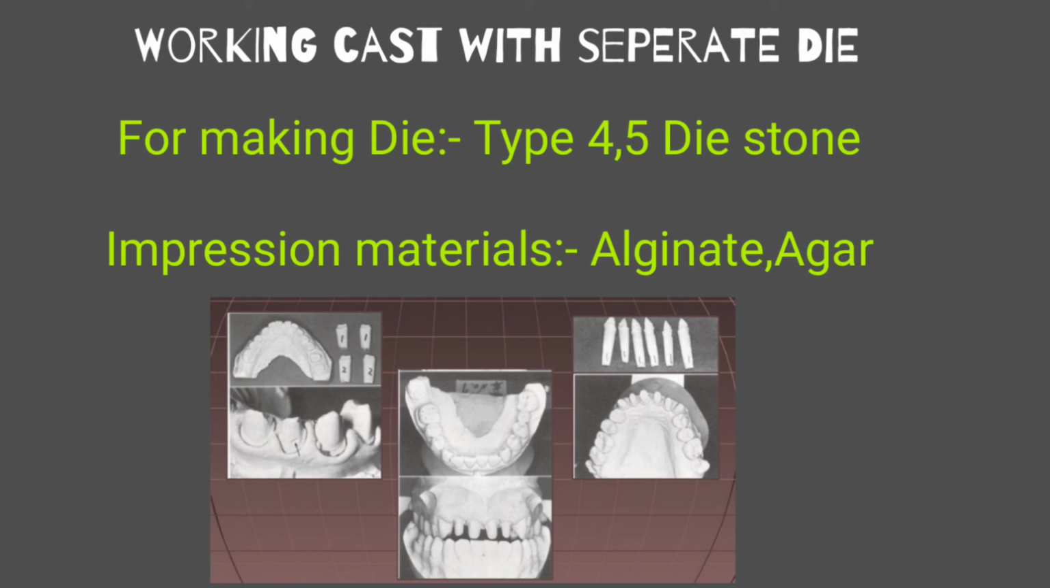In the working cast with separate dies, the die material used is die stone, types 4 and 5, and the impression material we are using here is alginate and agar. So this is the first part of the die materials used in dentistry. In the second part we will discuss more about the die materials.